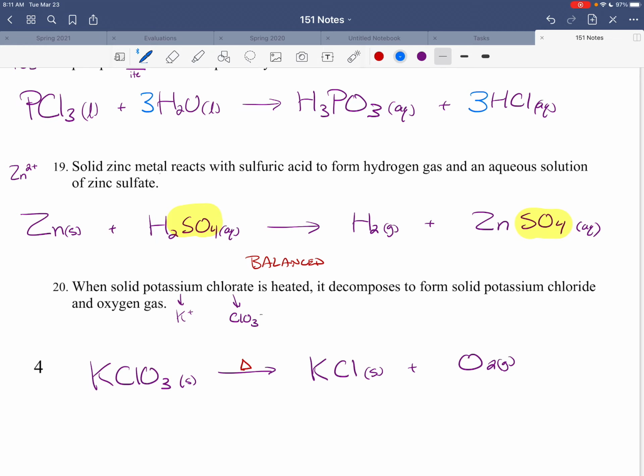So we're going to put a 2 in front of potassium chlorate and a 3 in front of O2. Now I have 6 oxygens and 6 oxygens, but that changed everything else. I have 2 potassiums and 2 chlorines, or chlorides, so I need to put a 2 in front of potassium chloride. And now we are balanced.